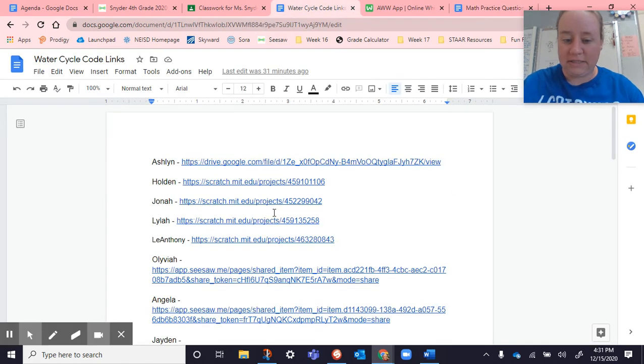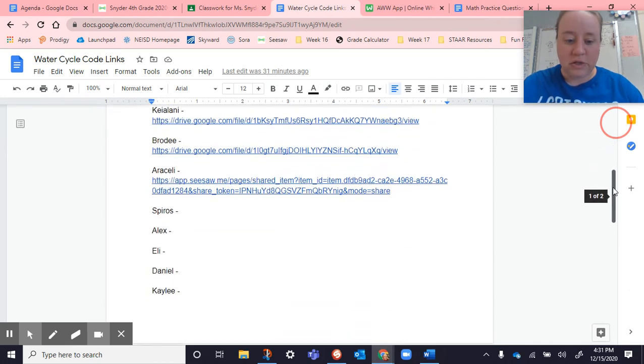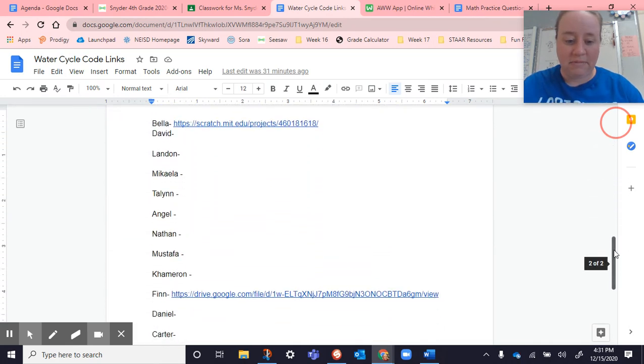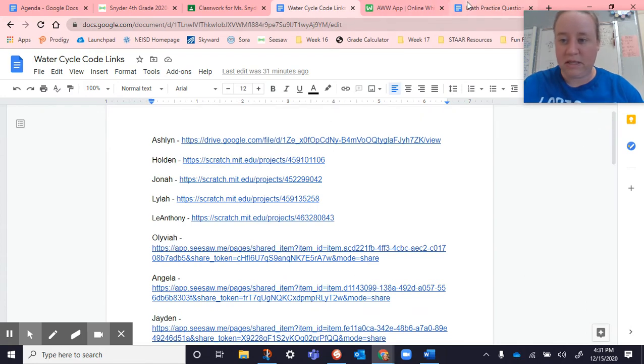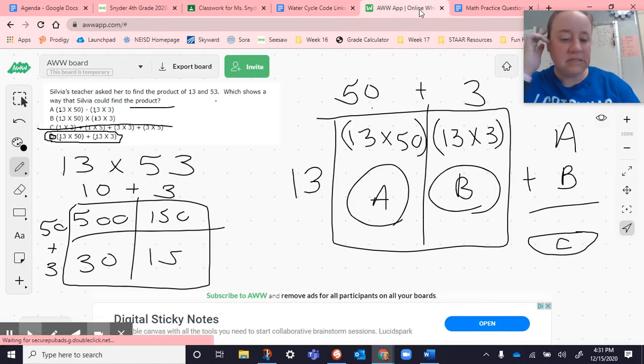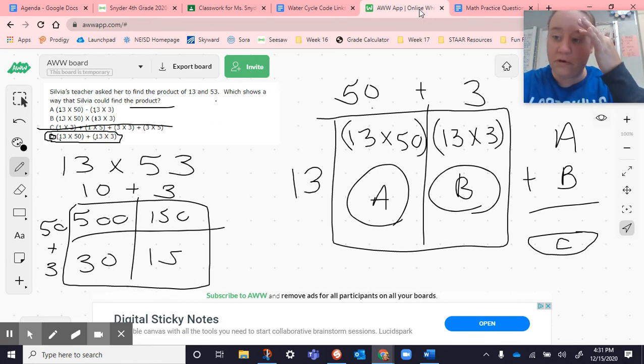So here I'm collecting the links because I want to share them so everybody can see each other's projects. I have some names here that I'm missing links for. Some of those have sent them to me in Seesaw and stuff, so I'm still checking them and moving them over, making sure the links work and all that. But if you haven't sent me your link yet, go ahead and do that.